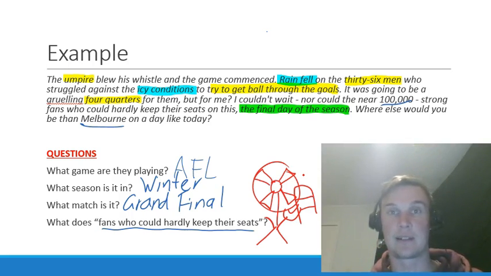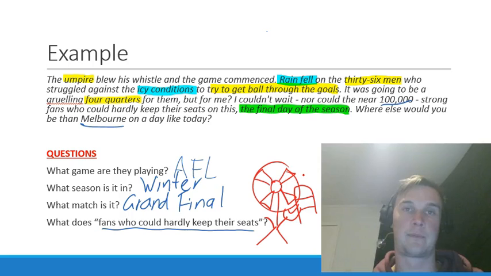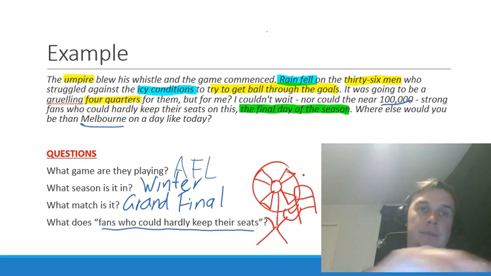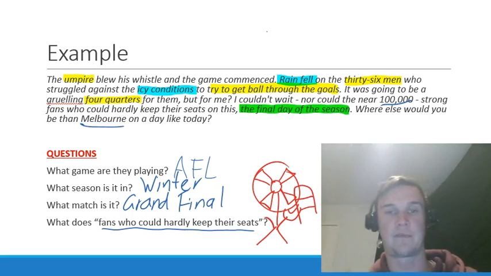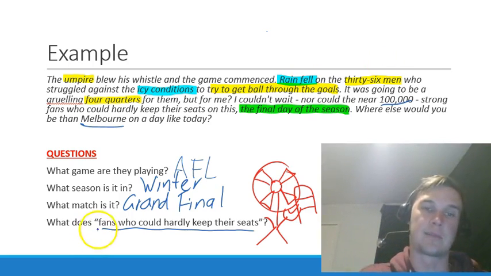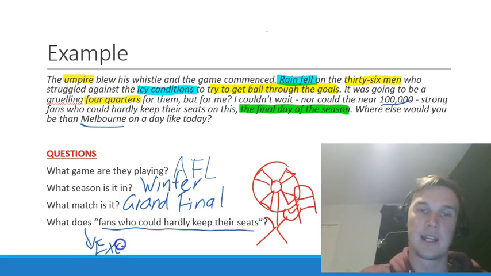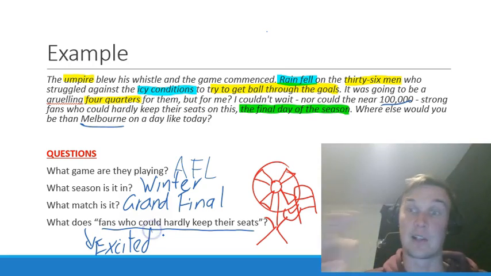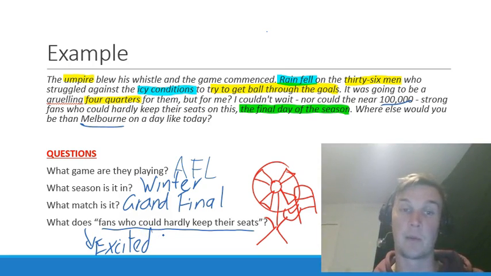We know that there's a lot of expressions that we need to try and find out what the implied meaning is. So when we read through this, fans could hardly keep their seats. In the context of this, we know that this just means that they're all sort of excited, they're anxious. Okay, they can't even sit in their seats for the game, they're so excited. That's a perfect example of literal and implied meaning, and we need to be able to make sure that we can separate those.